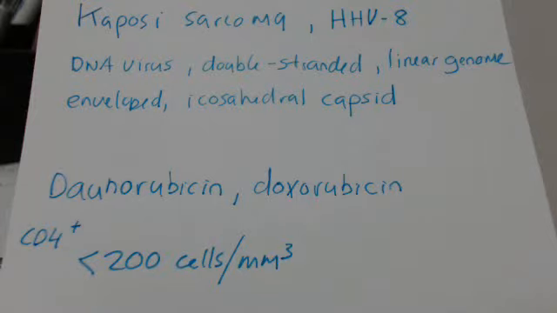What is the most likely diagnosis? This is Kaposi sarcoma, an angiogenic neoplasm prevalent in HIV-positive patients. Kaposi sarcoma is caused by human herpesvirus 8, or HHV-8, a member of the herpesviridae family. Members of this family are DNA viruses with a double-stranded linear genome in an enveloped icosahedral capsid.